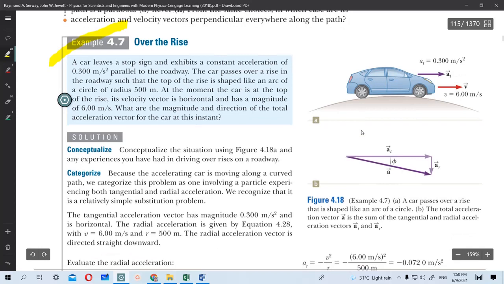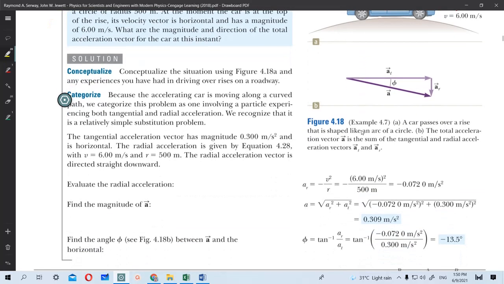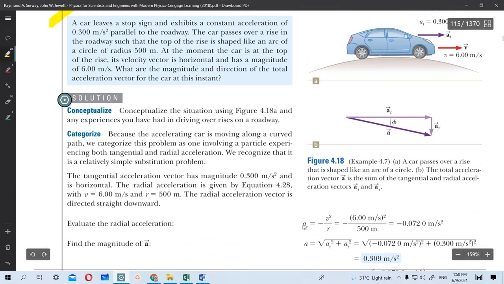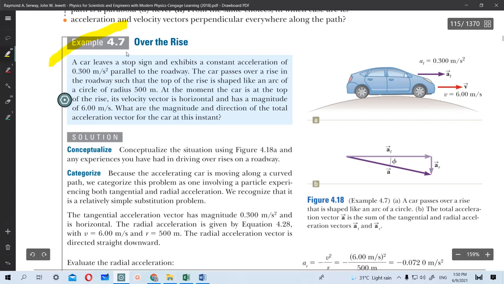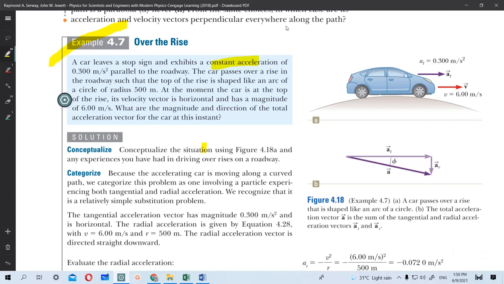Let's have a look at an example, and you will find that this example portrays similar methods of calculation. However, we have an additional concept, we call it A radial, and this A radial has the same magnitude as centripetal acceleration, just that their direction is different. Example 4.7: over the rise, a car leaves a stop sign and exhibits a constant acceleration of 0.300. This indicates that you have to consider in your work at least a minimum of 3 decimal places before you proceed to your final answer.